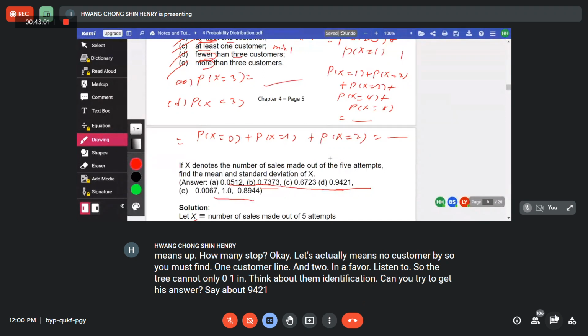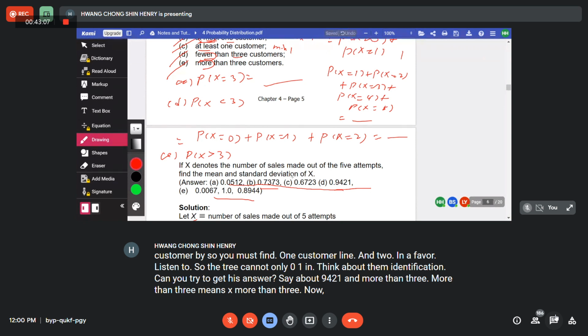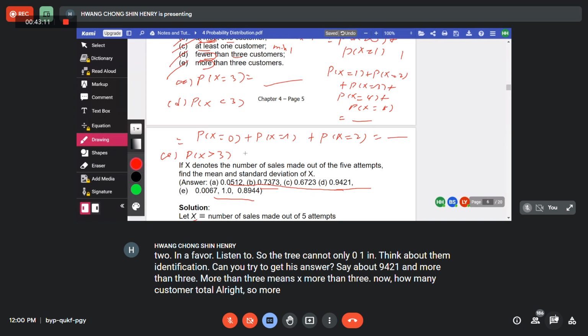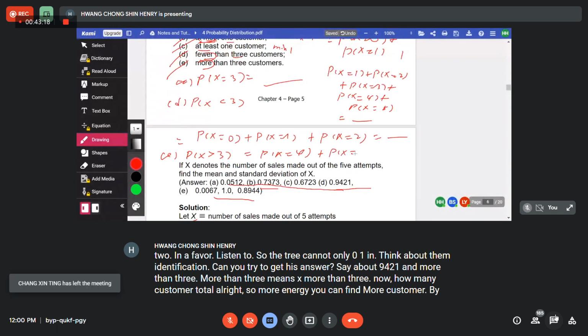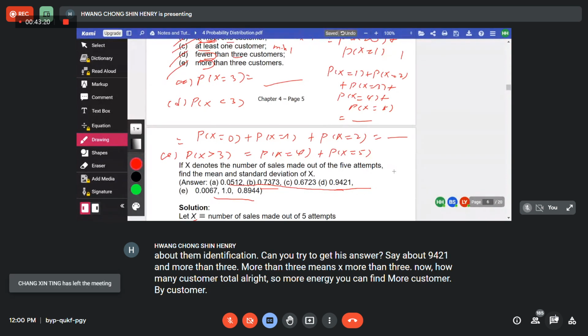0.9421. And more than 3. More than 3 means X more than 3. Now, how many customers total? 5, right? So more than 3, you can find 4 customer and 5 customer. 4 and 5. Actually, not bad, you only calculate 2. Calculate 2, so you can find 4 and 5, add it up.